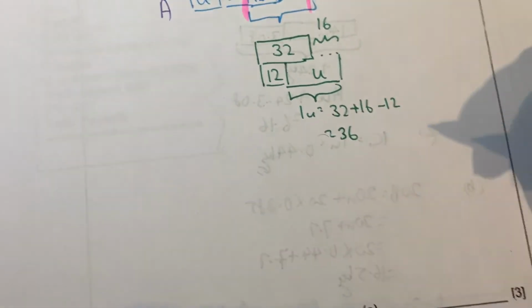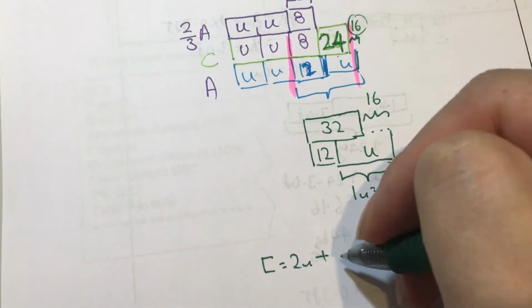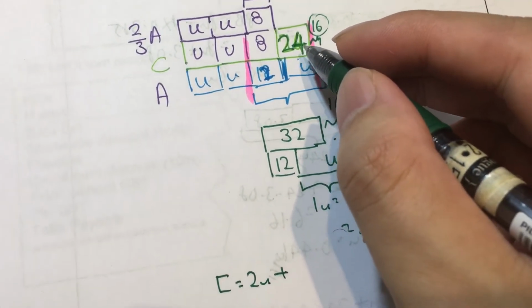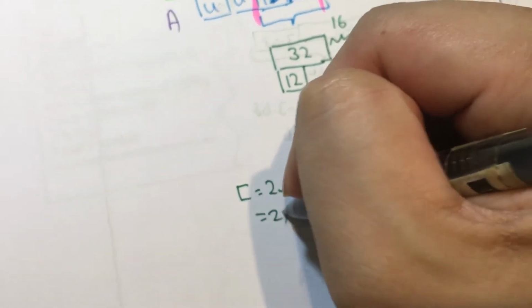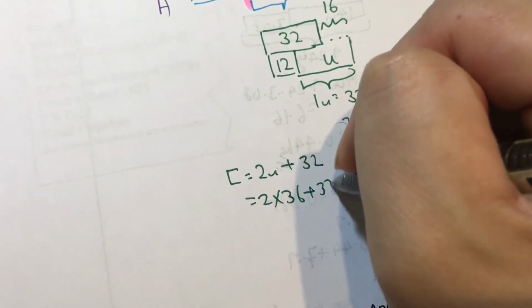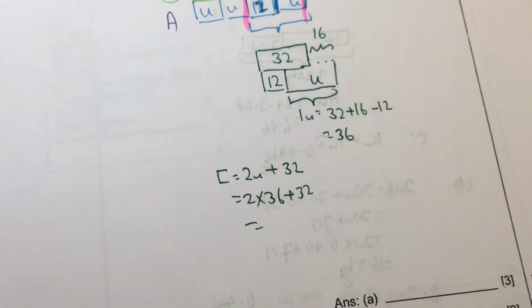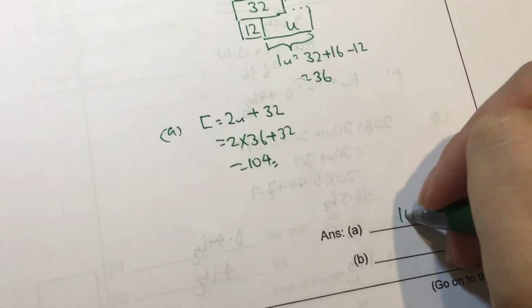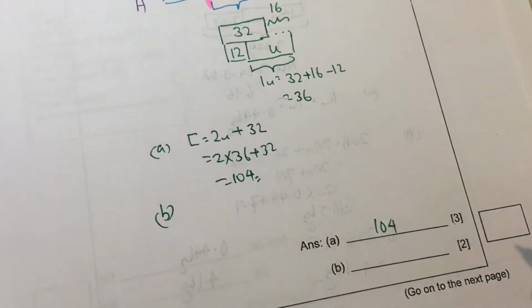Okay, so how many cards does Charlie have? So Charlie has 2 units plus 8 plus 24, which is 32, which is equal to 2 times 36 plus 32. So this is 104. Okay, so this is part A, 104. And then part B, how many cards do the 3 boys have all together?